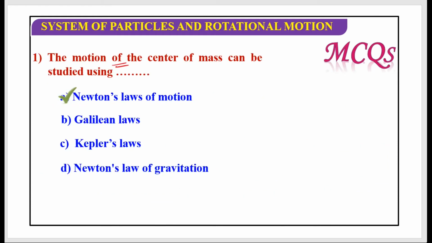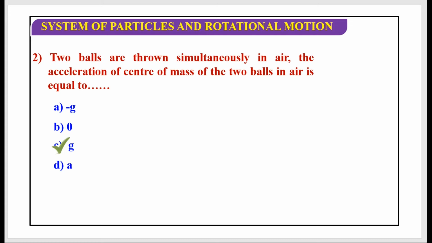It says that the motion of the center of mass can be studied using Galilean, Kepler, or Newton's law. No, it's Newton's laws of motion that we understood. Next, two balls are thrown simultaneously in air. The acceleration of the center of mass of the two balls in air is equal to.